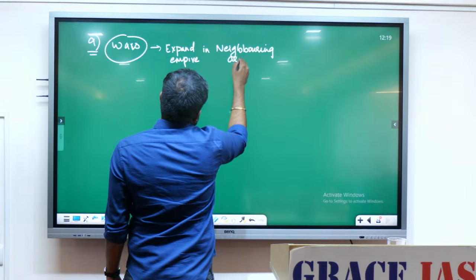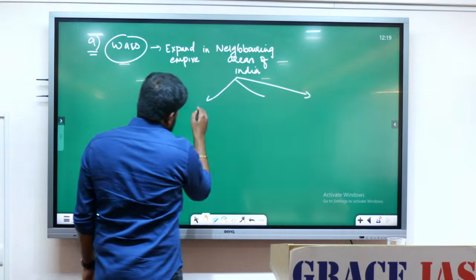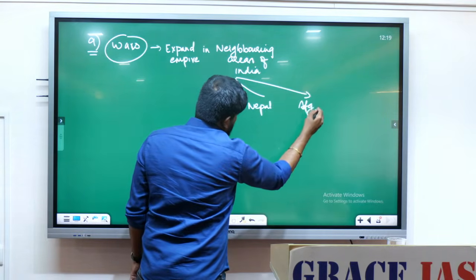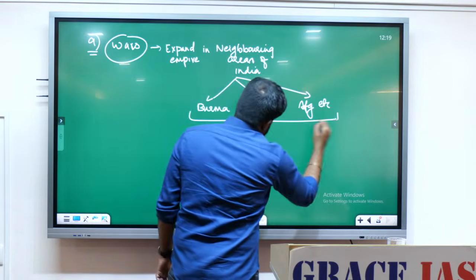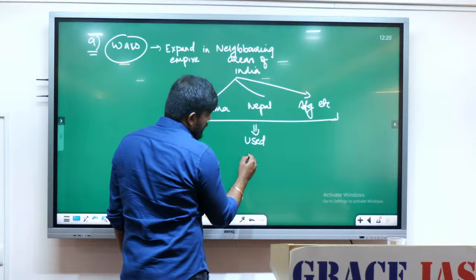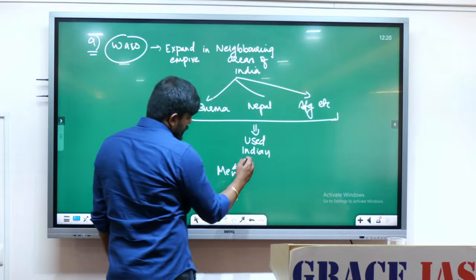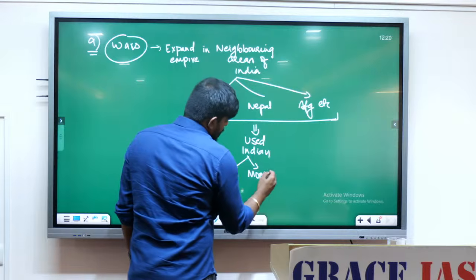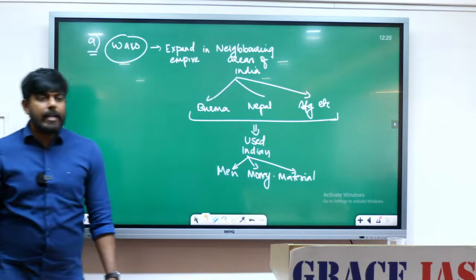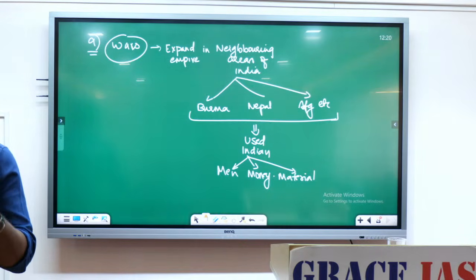In neighboring areas of India, like Burma, Nepal, Afghanistan, etc. And to fight and conquer these areas, to wage the wars against them, they used Indian men, means our soldiers, Indian money, means our revenue money, Indian material, food, logistics, everything from India. See, they are expanding their empire using Indian men, Indian money, Indian material.